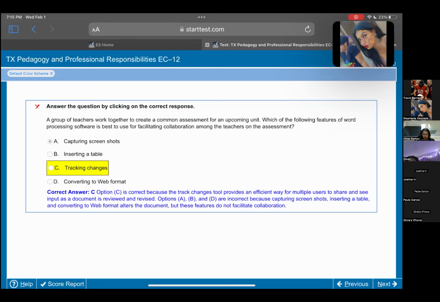You can go in and see what peer editing changes a student particularly made very easily on each line. So it's really quite nice. A, B, and D are incorrect because capturing screenshots, inserting a table, or converting to web format alters the document itself. But the goal here, remember the goal, always ask yourself, what's the goal? The goal is to facilitate collaboration. And that aspect, tracking the changes, is most important because that was the goal of this scenario.